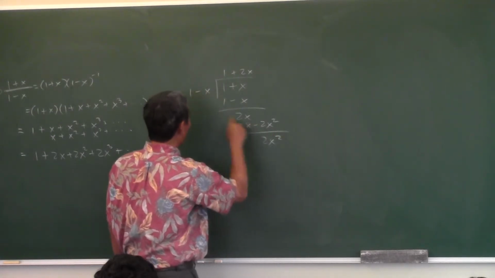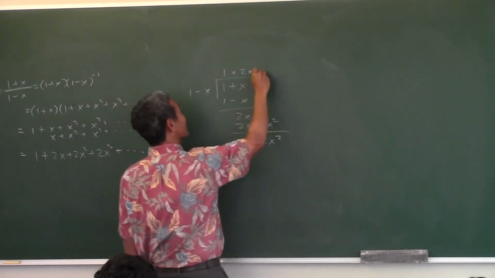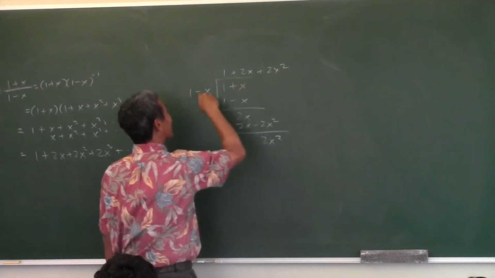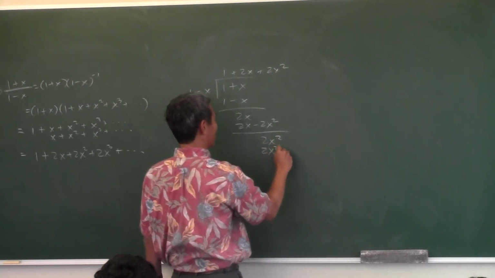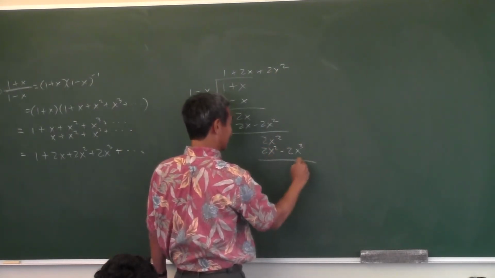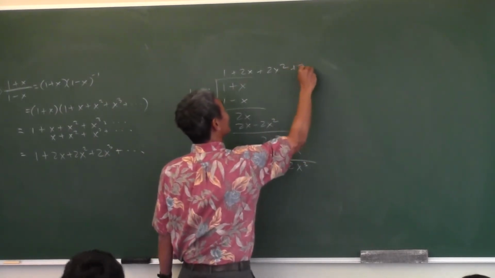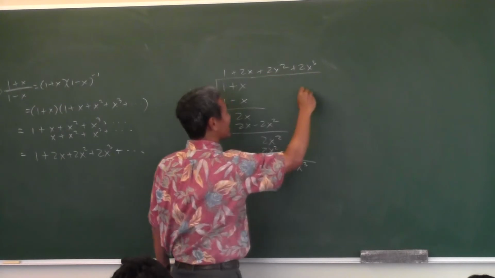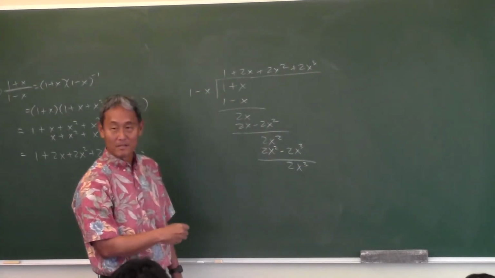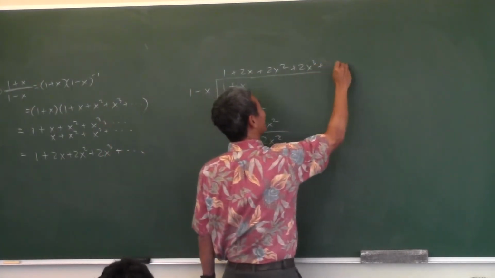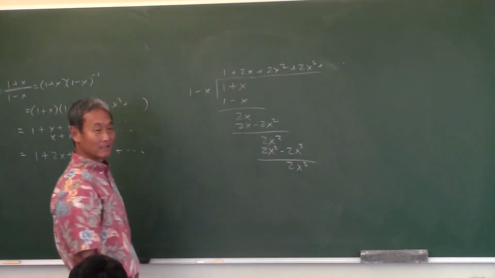2x squared. 1 goes into 2x squared how many times? 2x squared. Multiply that times the divisor: 2x squared minus... I see a pattern! 1 goes into that how many times? 2x cubed, and you can see what's going to happen, right? It just keeps going on. But you only have to write 4 terms, so that's it.